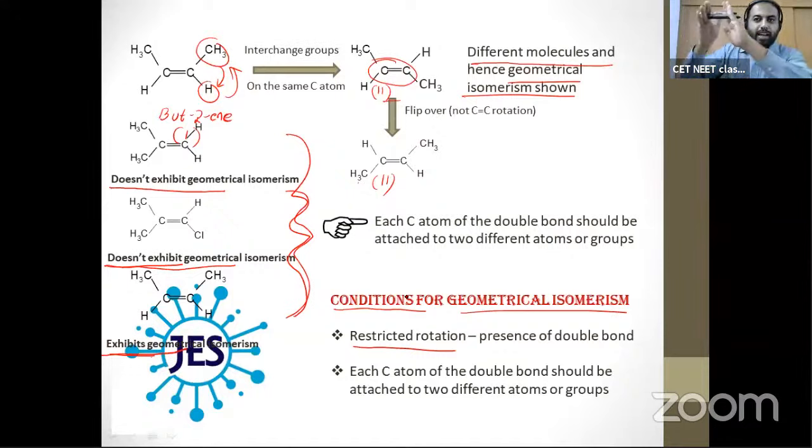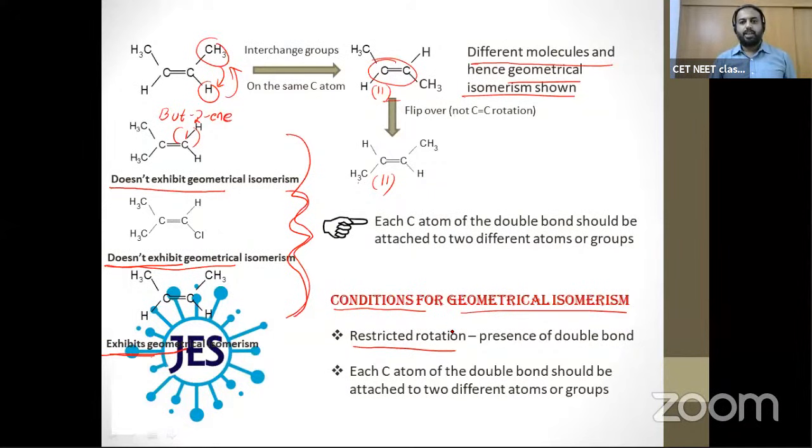Imagine I have a double bond. Can I rotate? Try it and see. When there is a single bond, you can rotate easily. If there is a double bond, rotation doesn't happen. There is restricted rotation. And if you try to rotate it forcefully, what happens? Bonds get broken down. Okay, therefore single bond rotation is easy, double bond rotation is restricted, difficult.